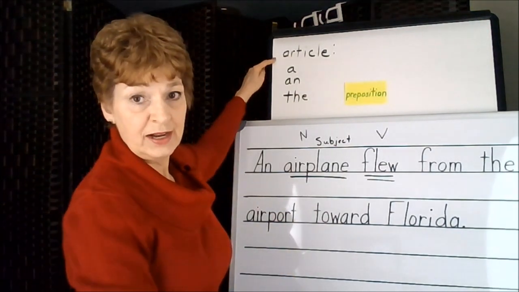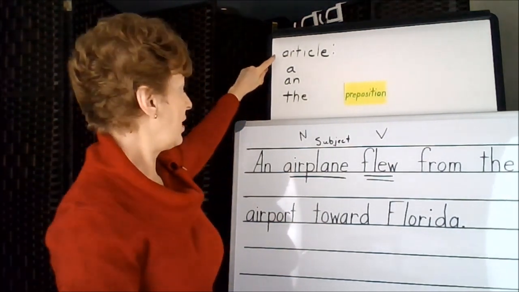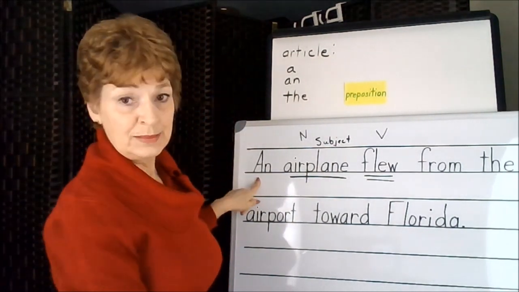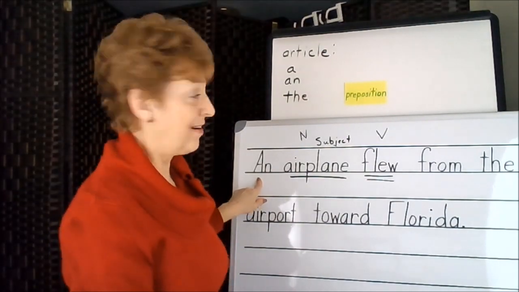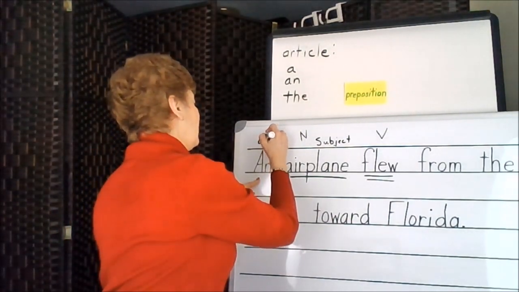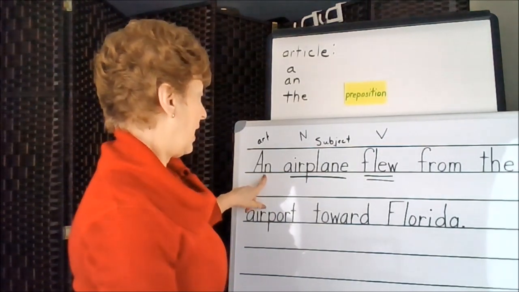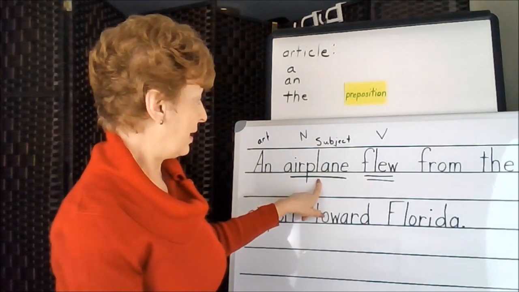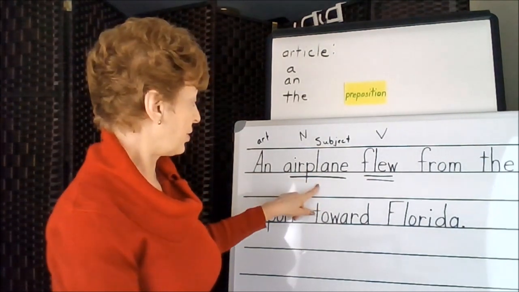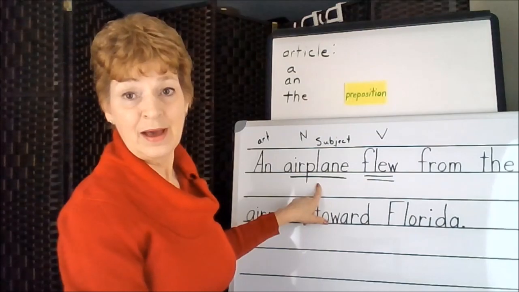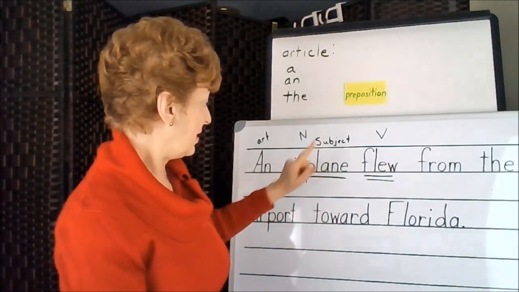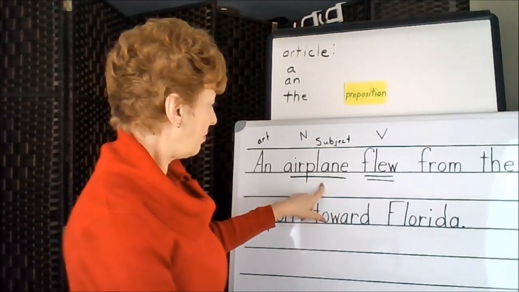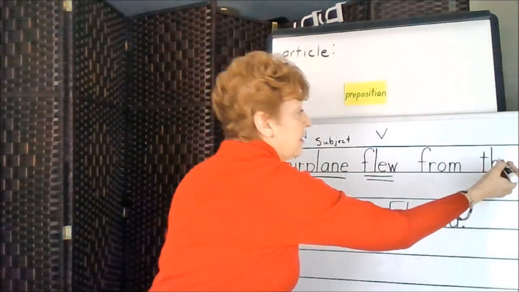Next, let's check and see if we can find our articles, if there are any a, an, or the within this sentence structure. Well, this particular sentence starts out with an article, an. And it makes sense because articles are noun markers, and we have already located our noun that's right after the article. We found that first when we were looking for our subject. So that makes sense. From the airport, here's another article.